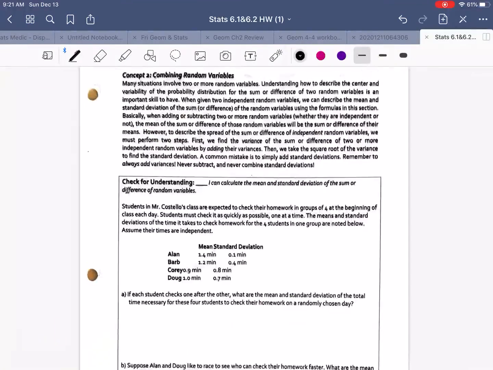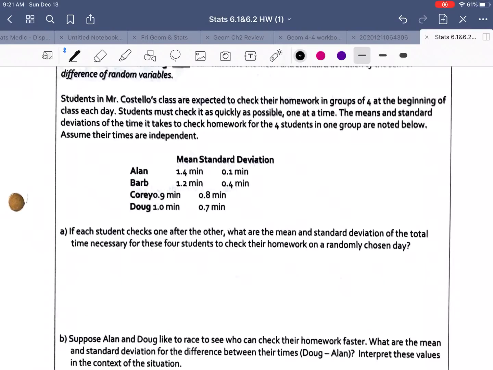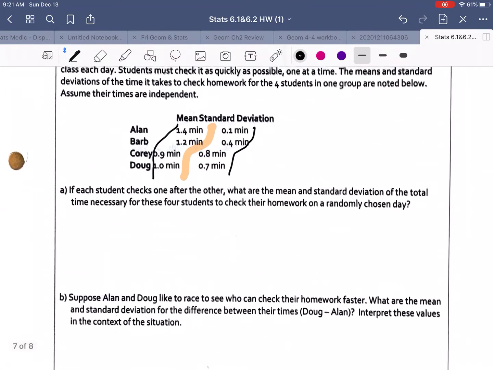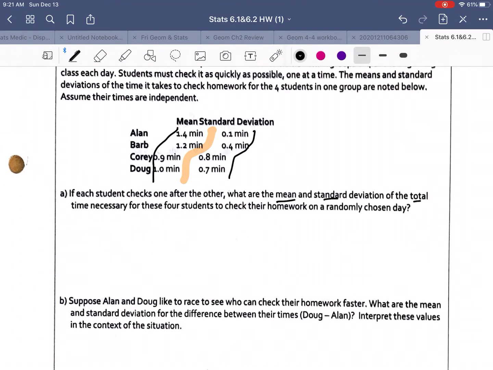All right. Now, what's next? Okay, so new fact scenario. If Mr. Costello's class is expected to check their homework in groups of 4 at the beginning of class, students must check it as quickly as possible. So each of them are checking it one at a time, right? One right after the other. So if each student checks it, what is the mean and standard deviation of the total time necessary for all 4 students to check their homework?